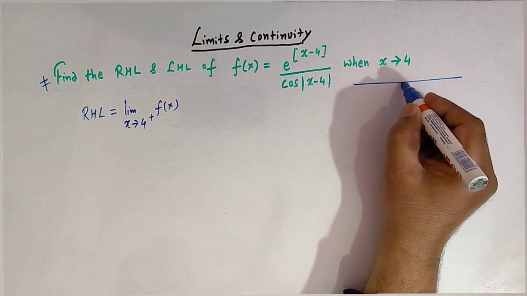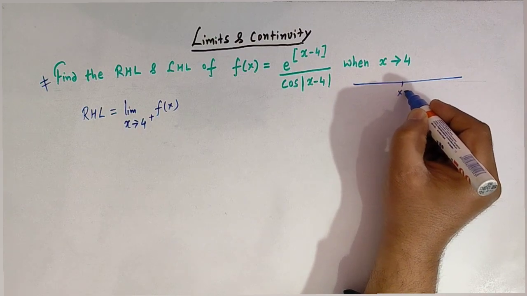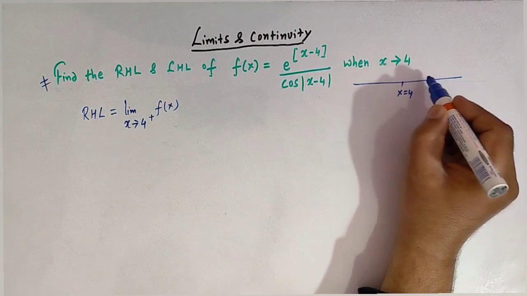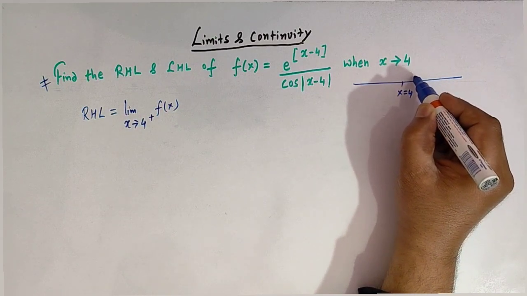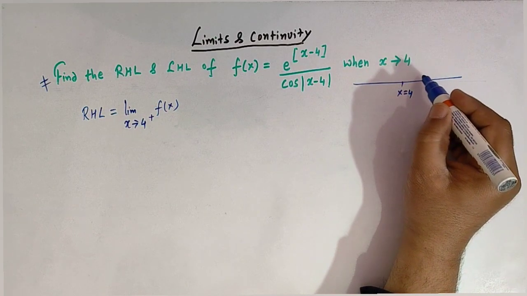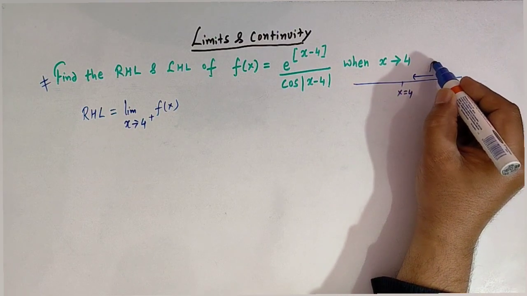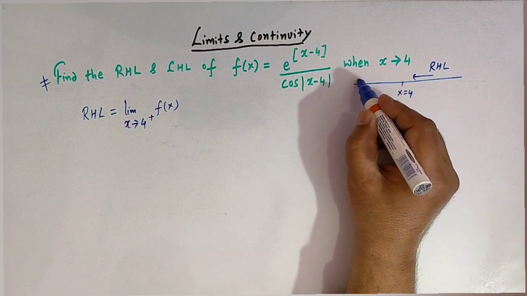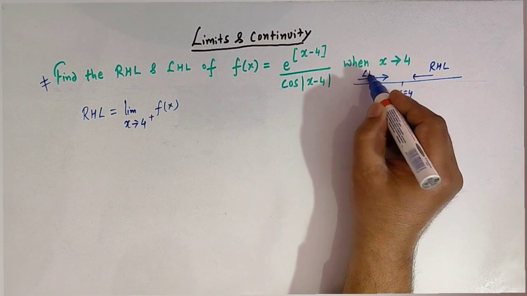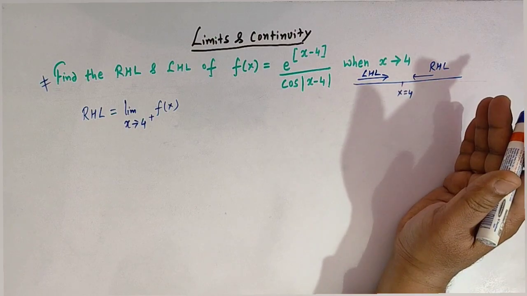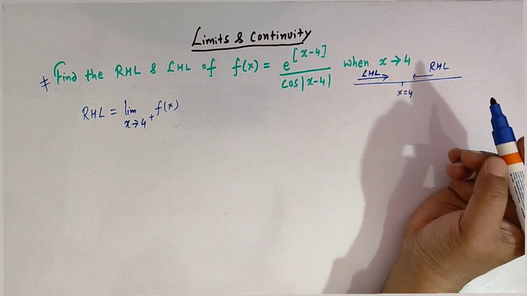So here we have the number line and here we have x is equal to 4. So when we calculate the right hand limit, then it implies that we are approaching from the right of x is equal to 4, right? And when we are calculating the left hand limit, it implies that we are approaching towards x is equal to 4 from the left of x is equal to 4, right?